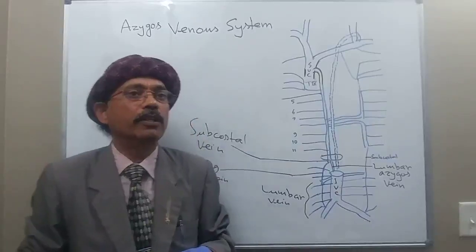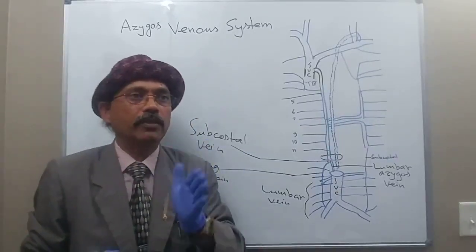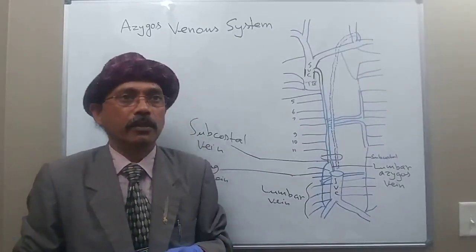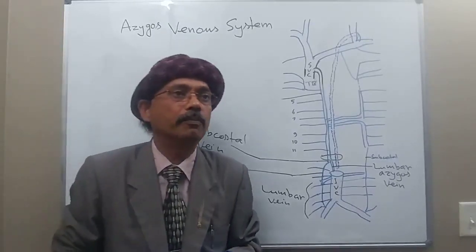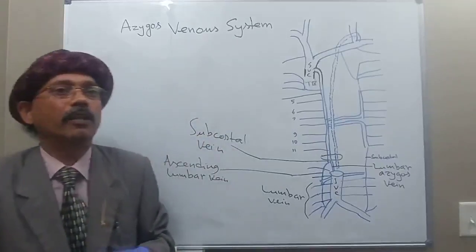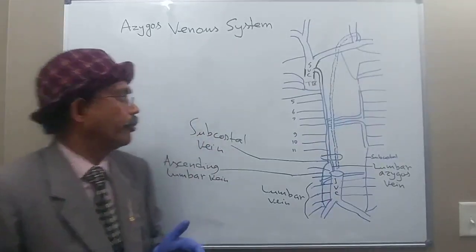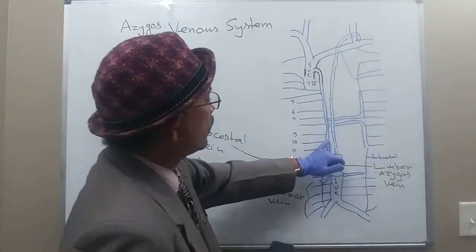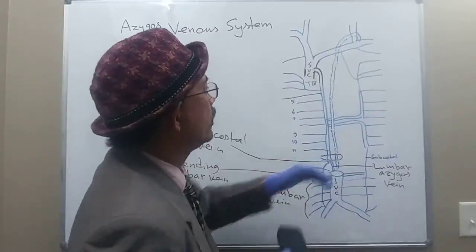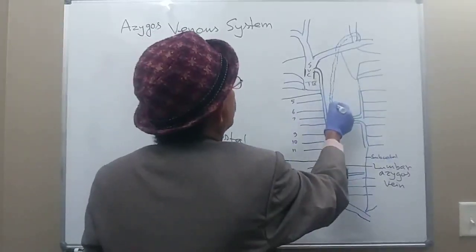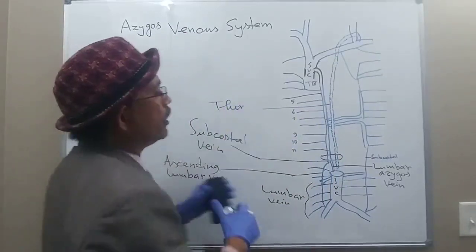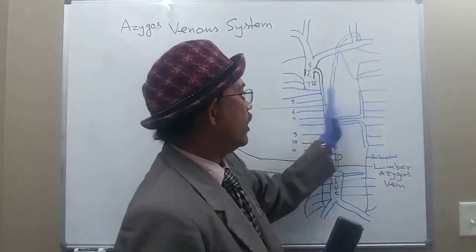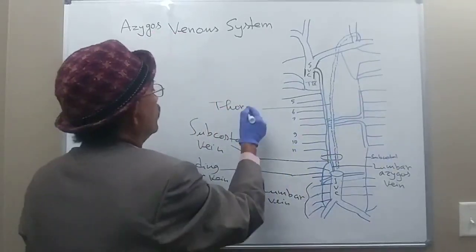On the right side, we have the right lung, right pleura, and the greater splanchnic nerve. On the left side, we get the thoracic duct. So this is the azygos vein, and just left to that, this is the thoracic duct, that is usually medial and left to the azygos vein.